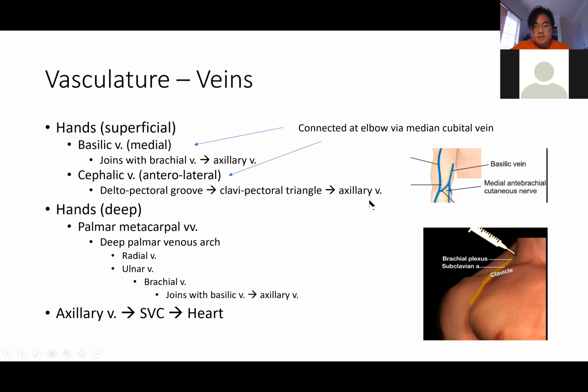Now the axillary vein is part of the deep venous system in your arm. And they come from your palmar veins deep in your hand. And they eventually become the axillary vein, joining with the superficial branches. Then your axillary vein drains into your superior vena cava, into your heart. Then your heart refreshes the blood with oxygen, gets pumped back out again.